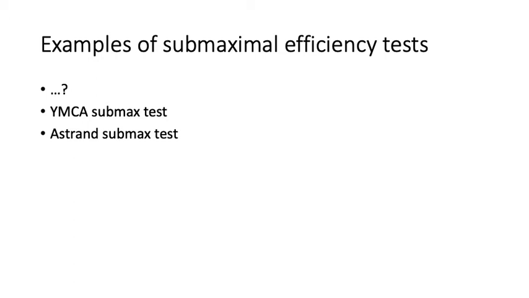Some other examples are the YMCA submax test and the Astrand submax test. Now, these could be maximal tests, but in this case, they're submaximal tests. And both of these tests are also indirect aerobic capacity tests, as they use predictive equations to determine and predict VO2 max with their results.